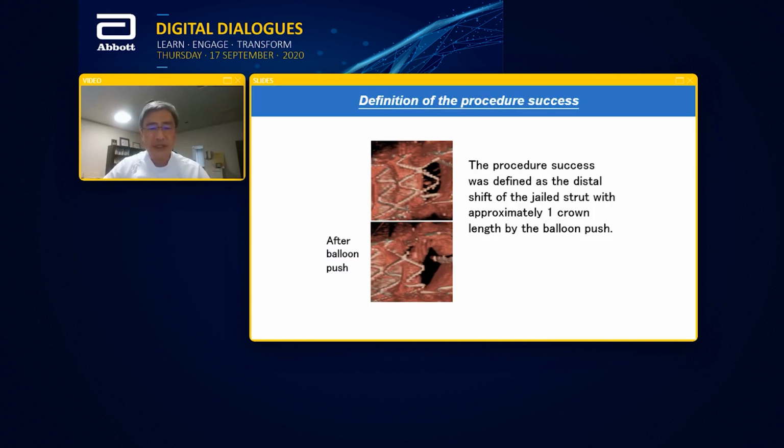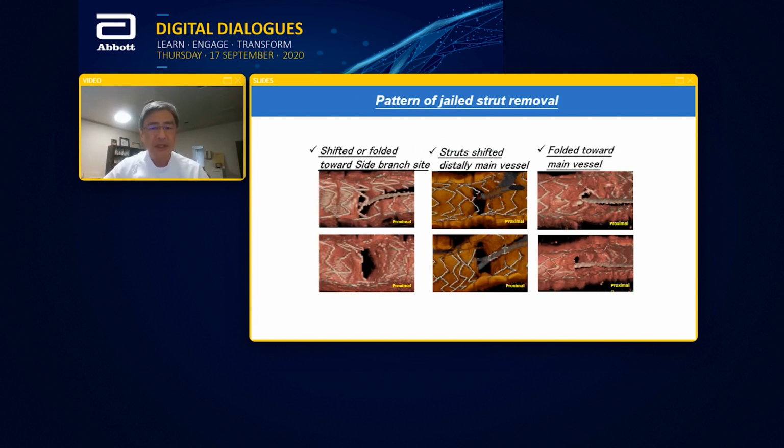The procedure success was defined as the distal shift of the JL strut by approximately 1 crown length by the balloon push. And the patterns of JL strut removal are: one is shifted or folded toward the side branch side like this, or the strut shifted distally in the main vessel like this, or folded toward the main vessel.